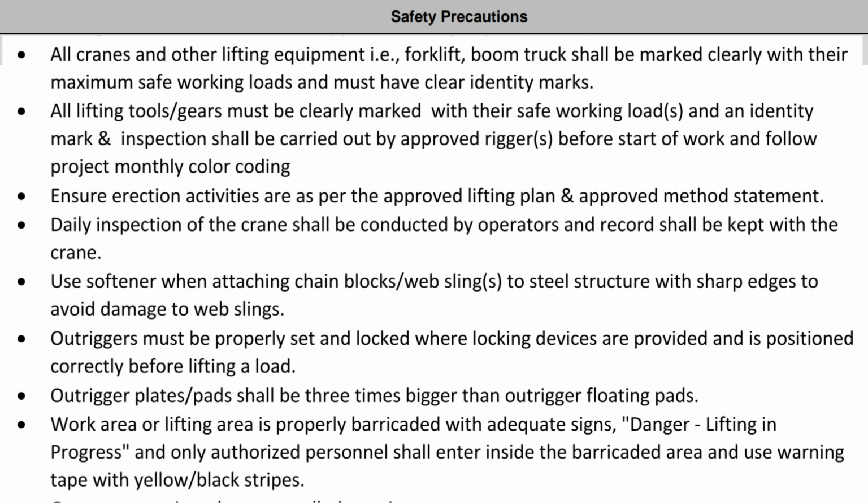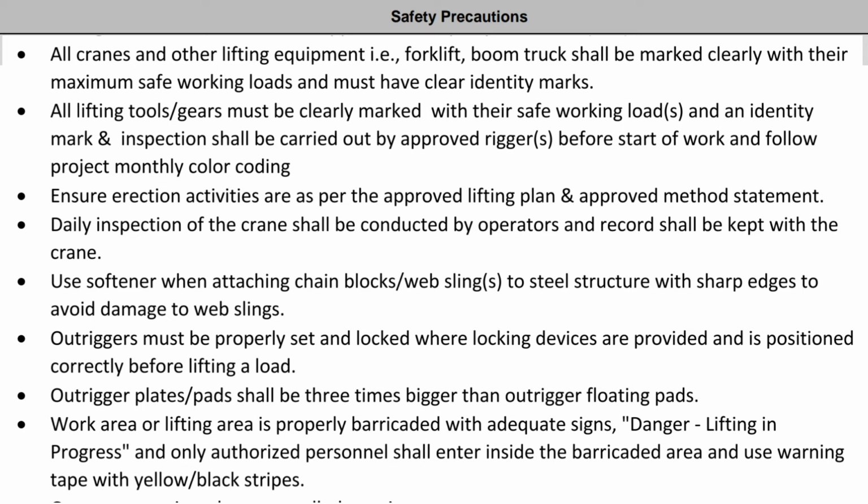An inspection shall be carried out by approved riggers before start of work and follow the project monthly color coding. Ensure erection activities are as per the approved lifting plan and approved method statement. Daily inspection of the crane shall be conducted by operators and records shall be kept with the crane. Use softener when attaching chain blocks and web slings to steel structure with sharp edges to avoid damage to web slings.